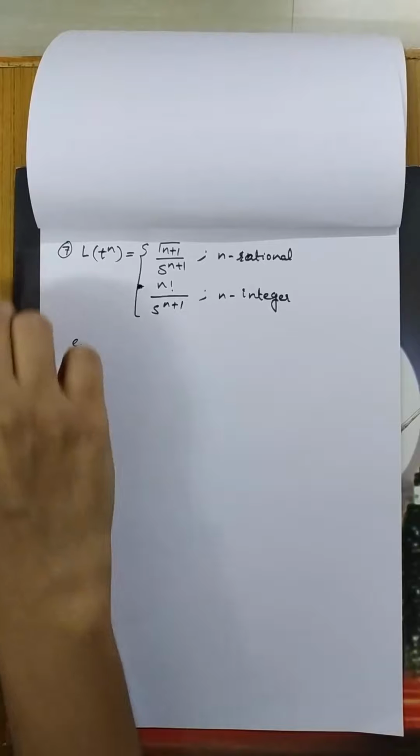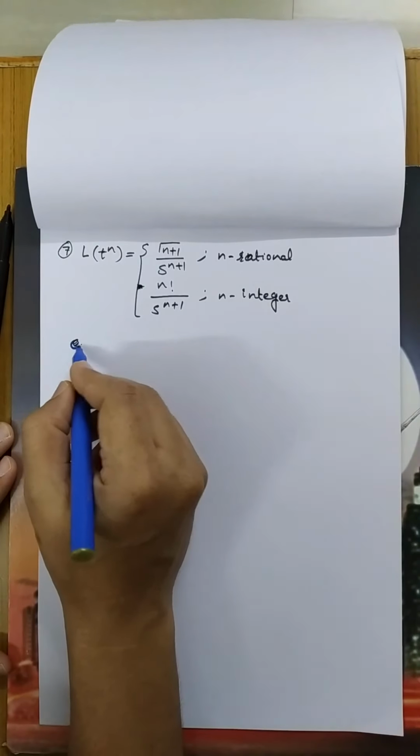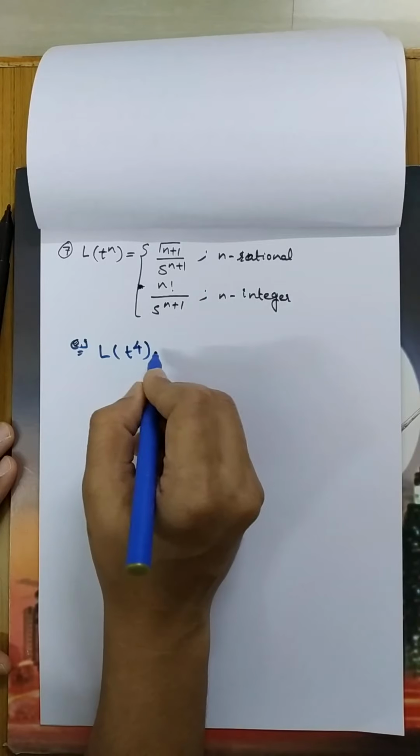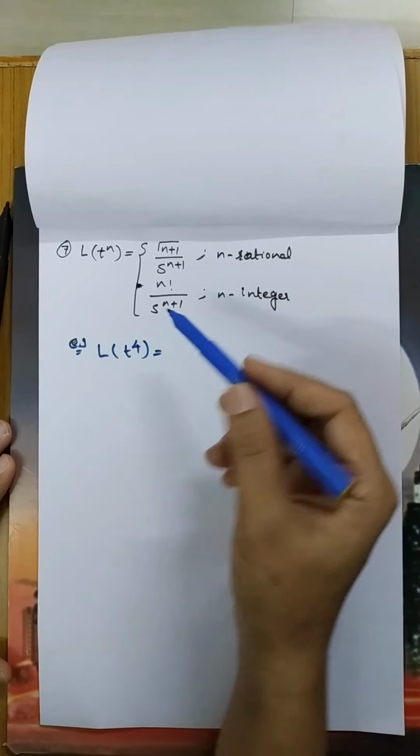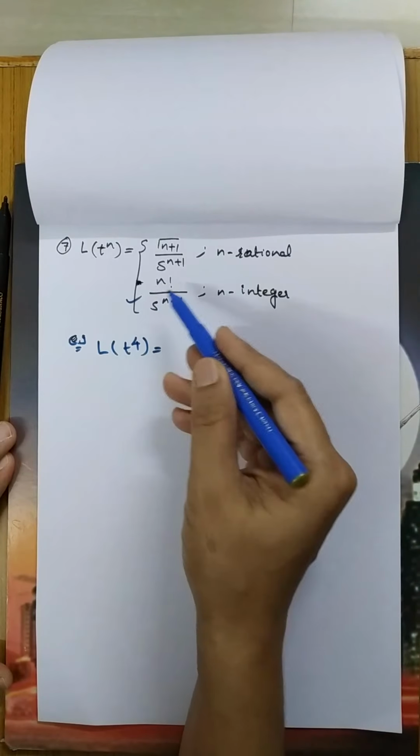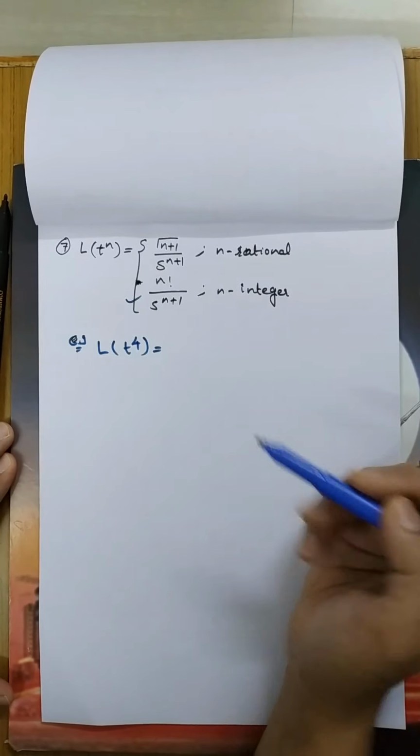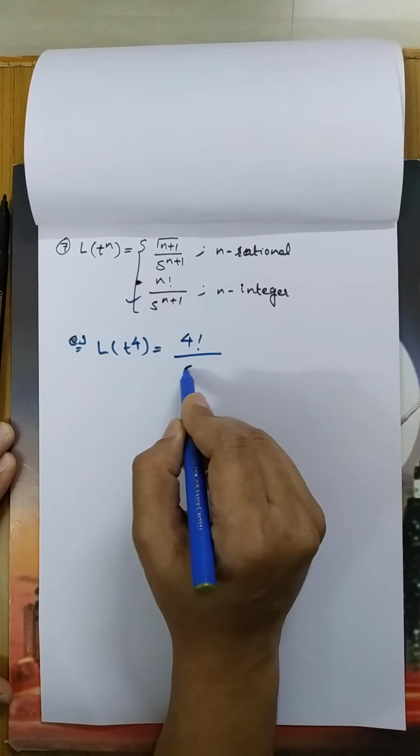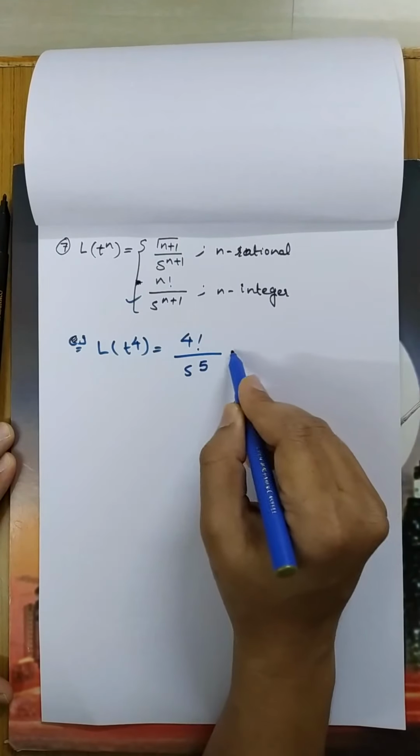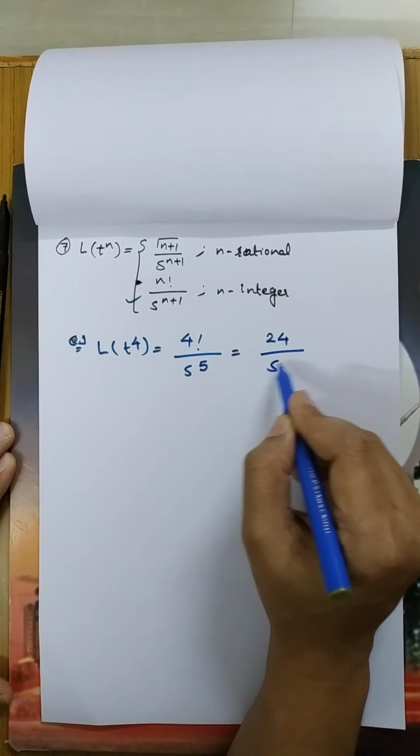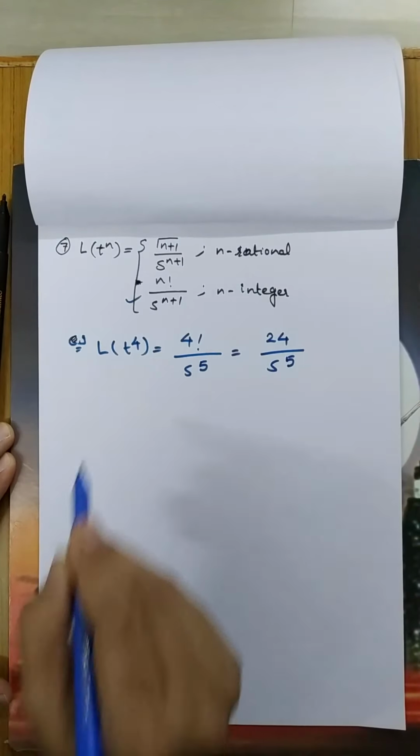Let me take a particular example, Laplace of t raised to 4. Now compare with our formula. What is n? n is 4, so you can apply this formula, n factorial by s raised to n plus 1. So n is 4, you can write 4 factorial by s raised to 5. Further you can simplify, 4 factorial is 24, divided by s raised to 5.